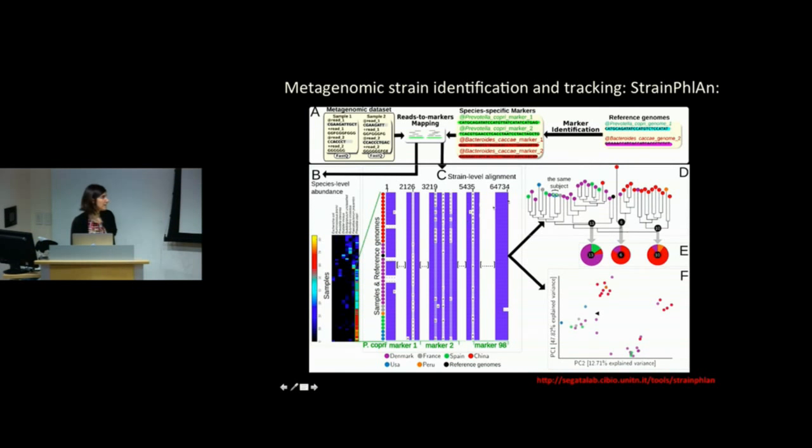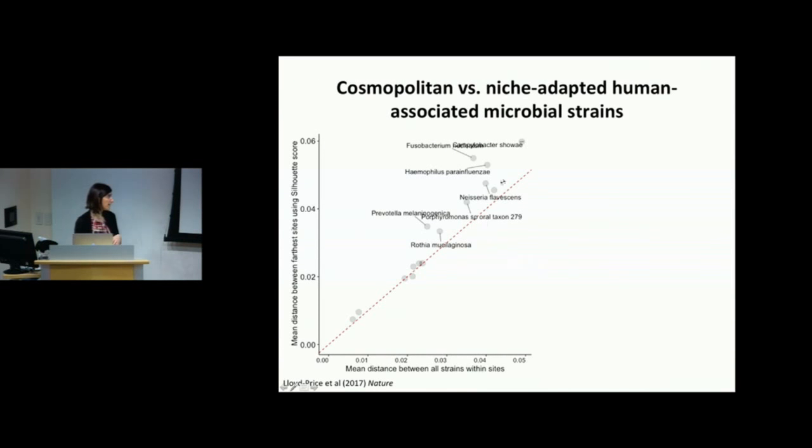And then you can visualize this either on a phylogenetic tree, or you can make a principal coordinate plot to basically look at how similar the strains from a given species are between different samples. And so we could plot then looking at the distance between strains within a given site. So how different are the strains in your mouth, for example, to each other compared to other body sites?